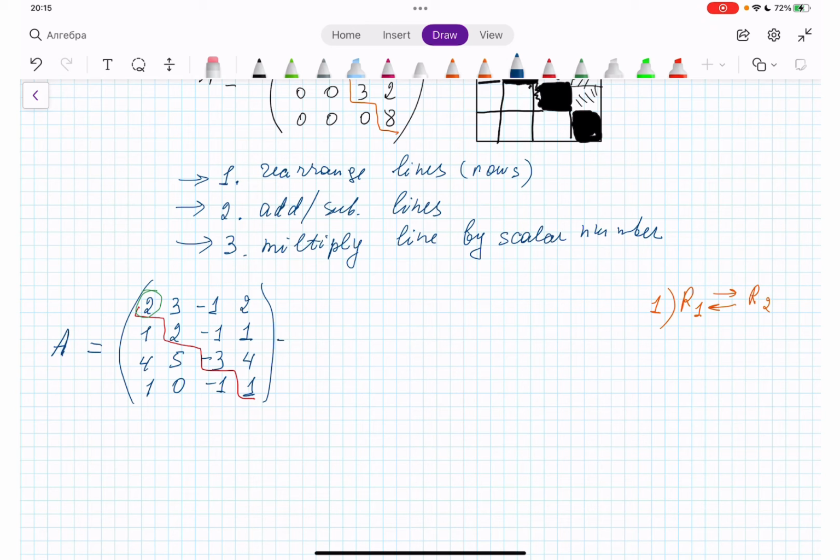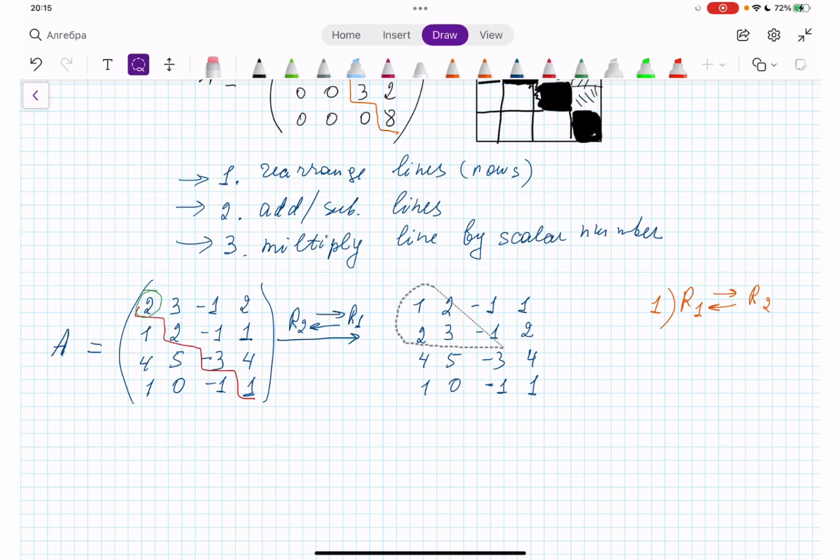So I'm going to interchange R2 with R1. And what am I going to get here? 1, 2, negative 1 and 1. And here I'm getting 2, 3, negative 1 and 2. Then 4, 5, negative 3 and 4, and 1, 0, negative 1 and 1. Let me change the color of these two so you know we did the operation over these two. There we go.